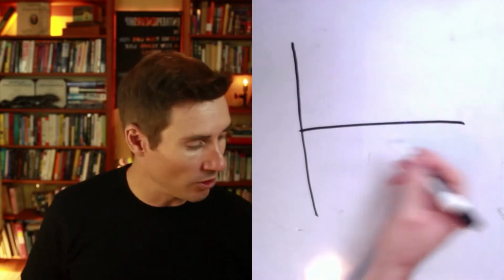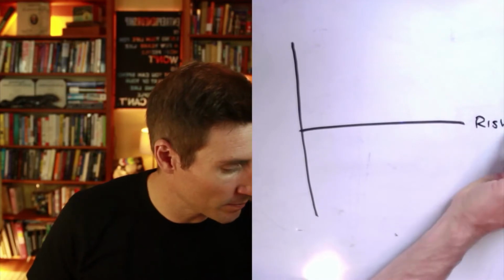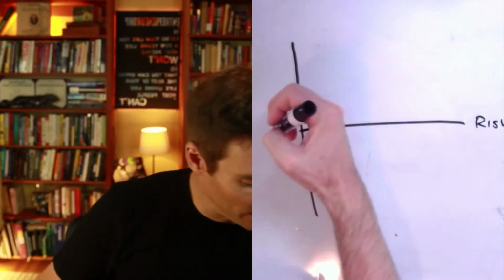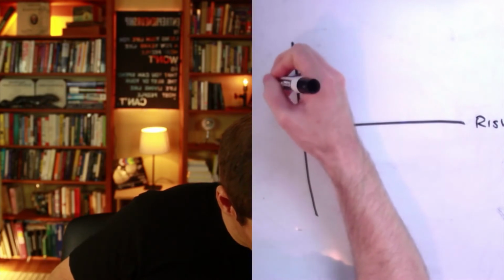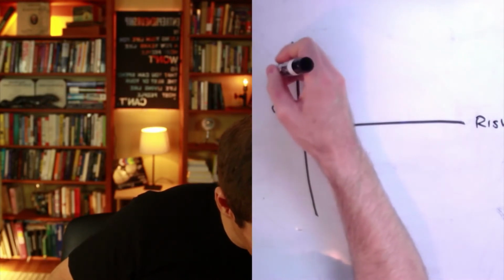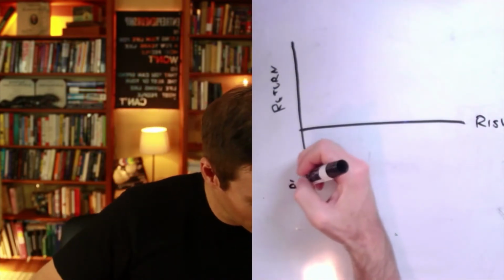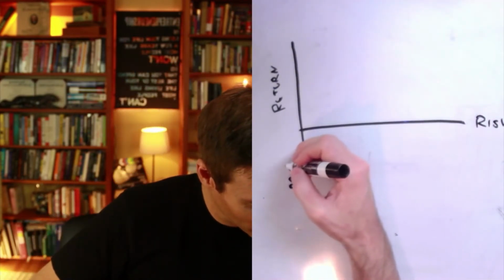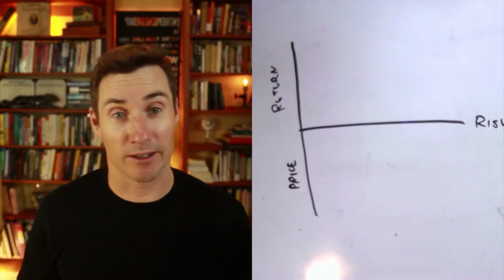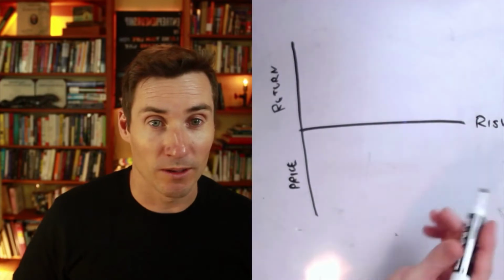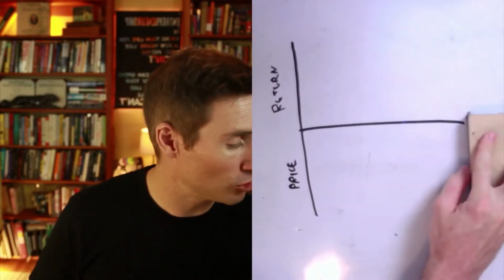So on our x-axis here, this is risk. And then this axis here, the upper part is return. And this is the price that an investor is willing to pay for a particular asset. Sorry, my risk is getting cut off just a tiny bit.